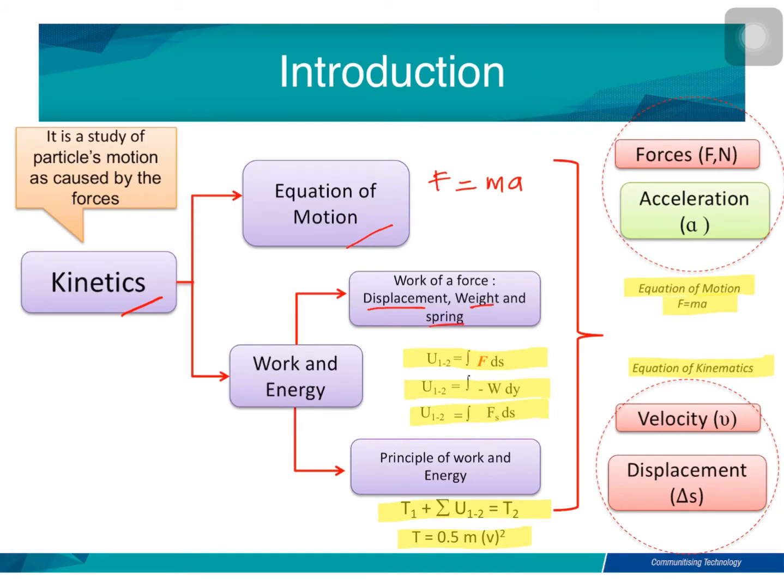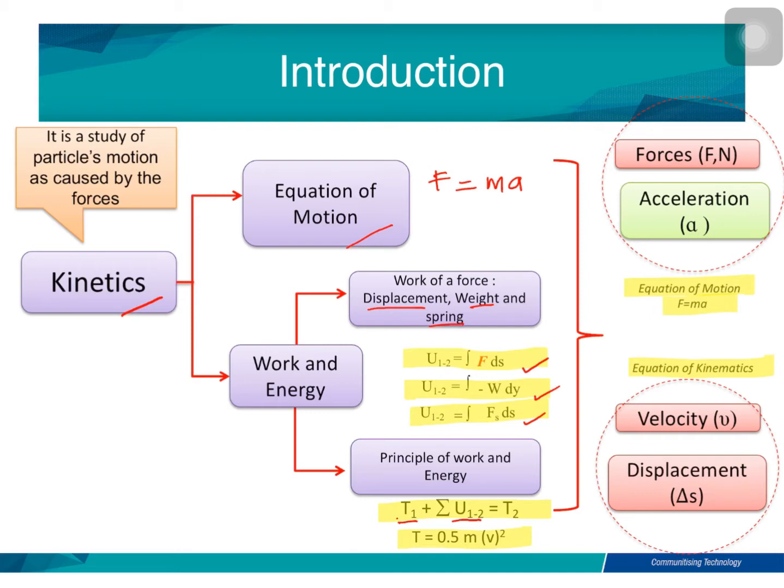So this is the equation. Here we have the work done due to the force displacement, the work done due to the weight, and the work done from the spring. Right. So here is the principle of work and energy. What is the principle of work and energy? It is given that T1 plus the summation of work done U is equal to T2. T is the energy, U represents the work done, and this is the summation.